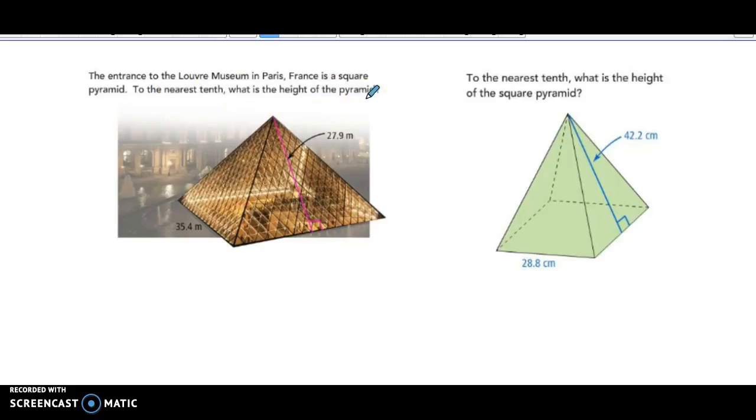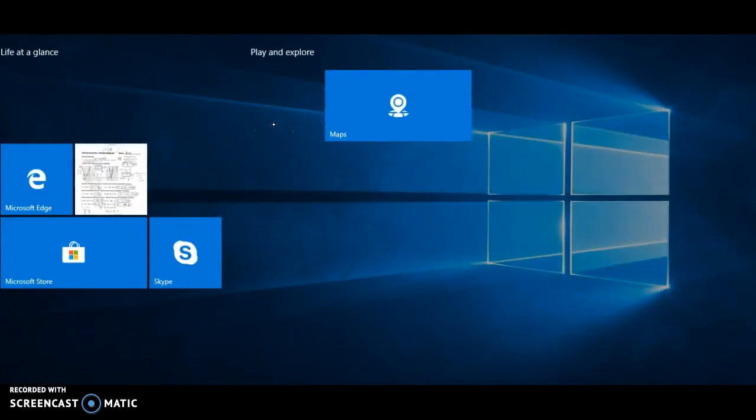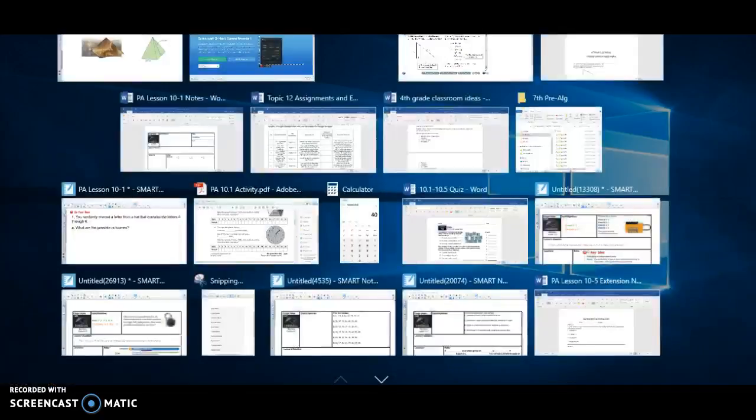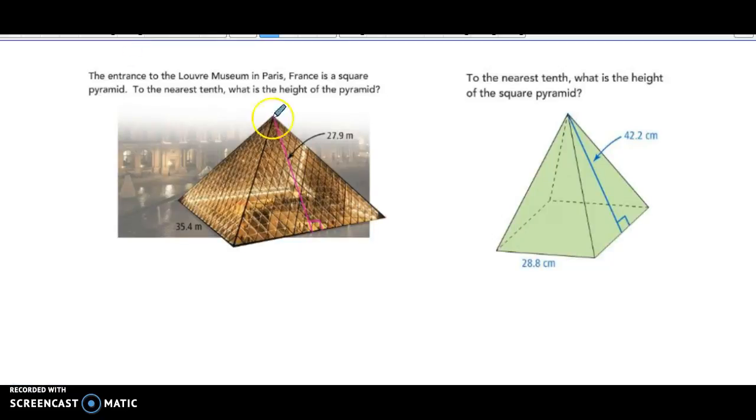So what we're going to do is inside this pyramid, we are going to envision dropping a line from the very top, from the vertex of our pyramid, straight down to the center of this square base. So when we do that, this is going to form a right angle with the ground, and this is going to give us the height of our pyramid. This is the value we're trying to find, the height.